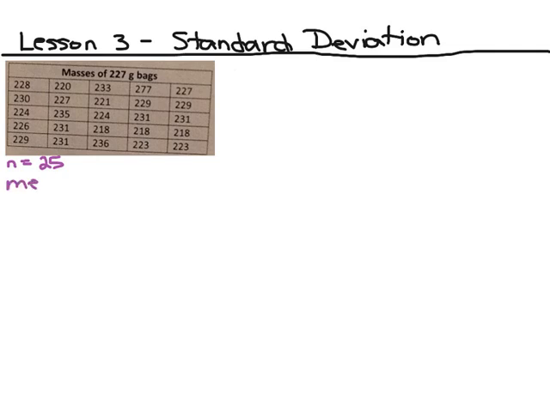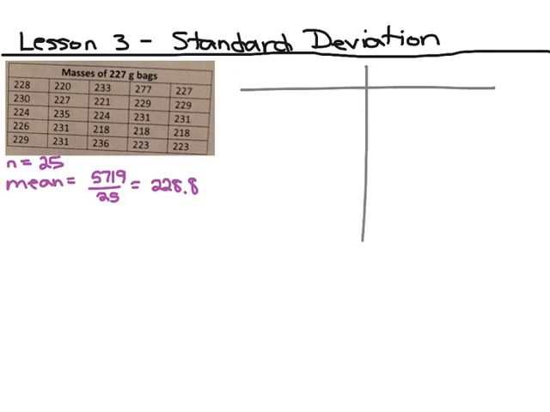Our mean, so you add up all the numbers, you should get 5,719, and when you divide it by 25, you get 228.8. So there's our mean. I put my chart directly below. You're going to find the data, and then you're going to find x minus x bar squared. So our data is, we're just going to write it all out.